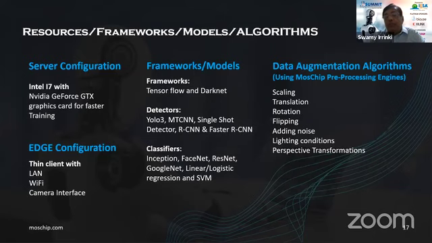So our teams are familiar with these frameworks and various detectors like YOLO and RCNN, and classifiers like FaceNet and ResNet, etc. We use these models and use data augmentation algorithms to enlarge the data set using the MosChip pre-processing engine. We actually developed this capability of face detection. I'd like to run that demo as a video today. So with that, let me run that video.